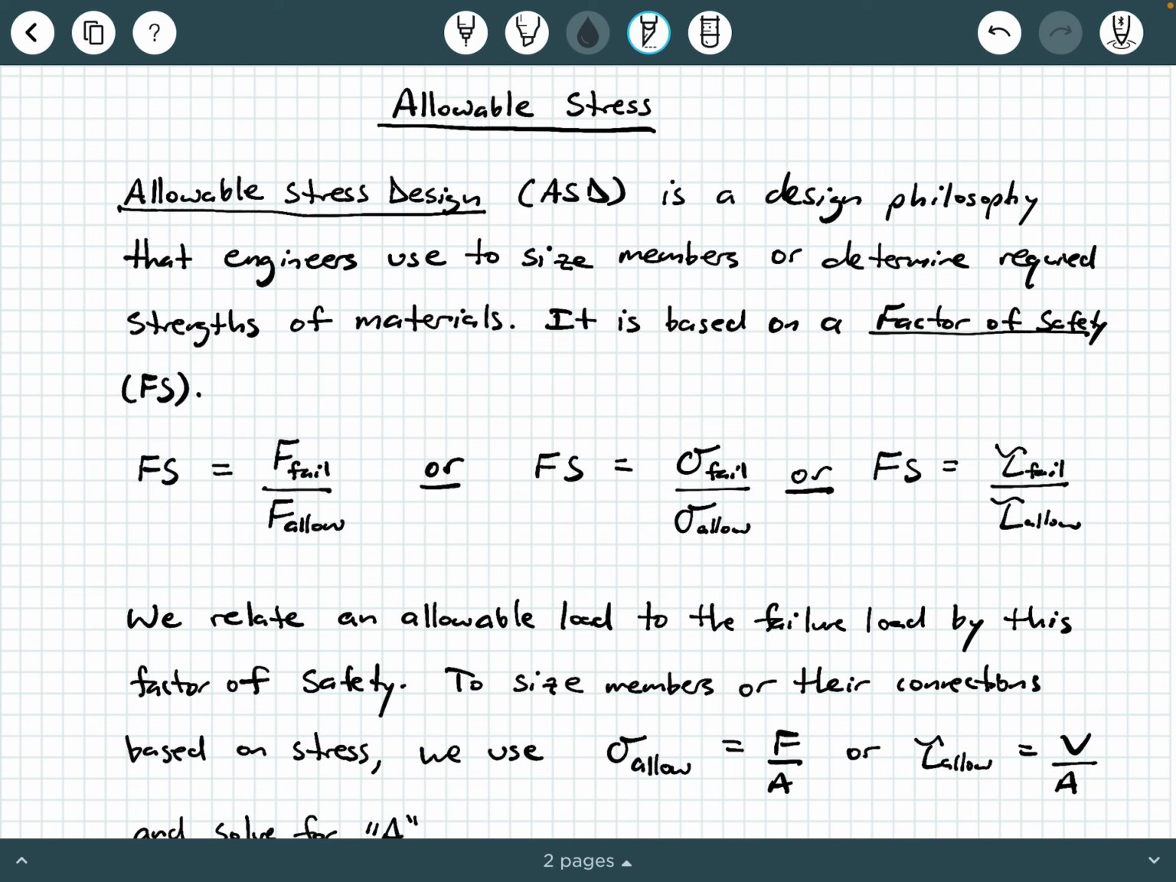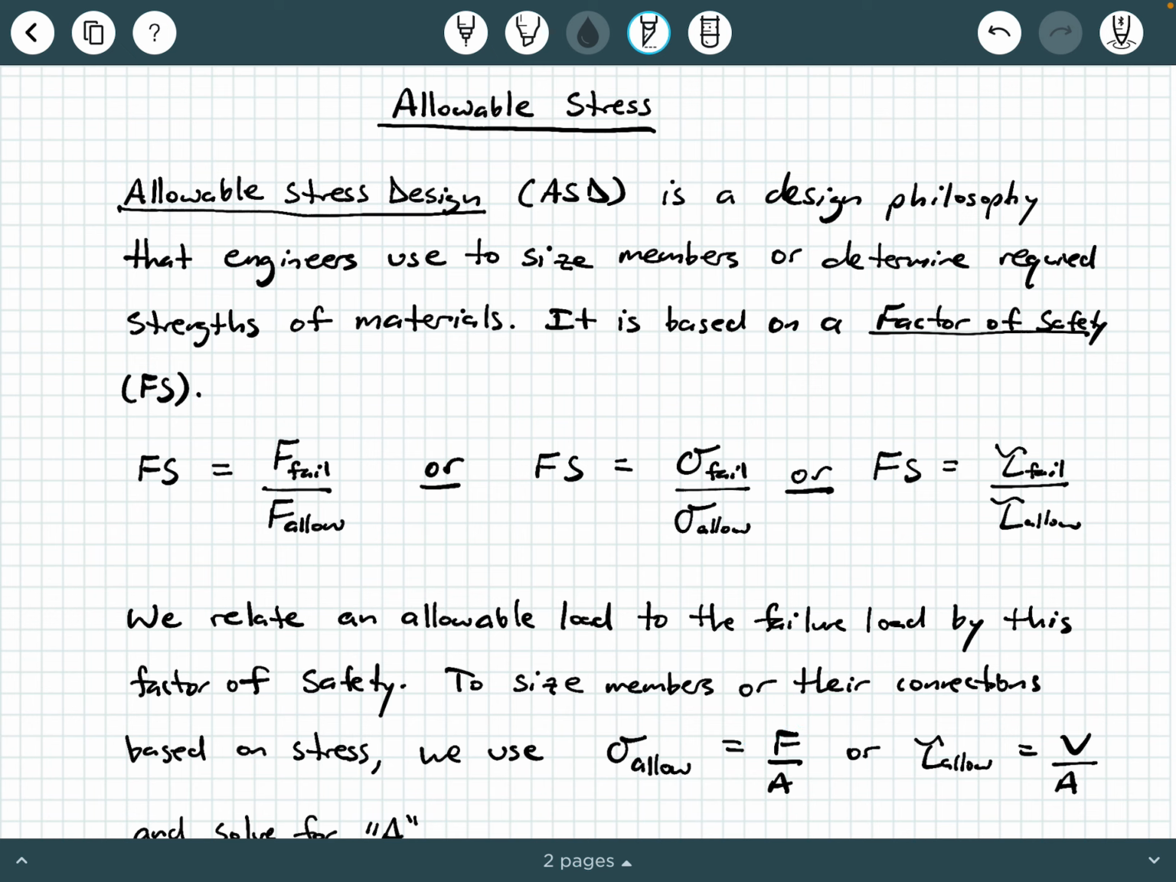To size members or their connections based on stress, we take the allowable normal stress as a normal force divided by an area that it's spread out over. Or if you're dealing with shear stress, you say allowable shear stress is shear force divided by an area that's being sliced, or a shear area. And so you build in this F over A into the denominator of this factor of safety relationship, and then before you know it, you have related a factor of safety, a failure stress, with F over A.